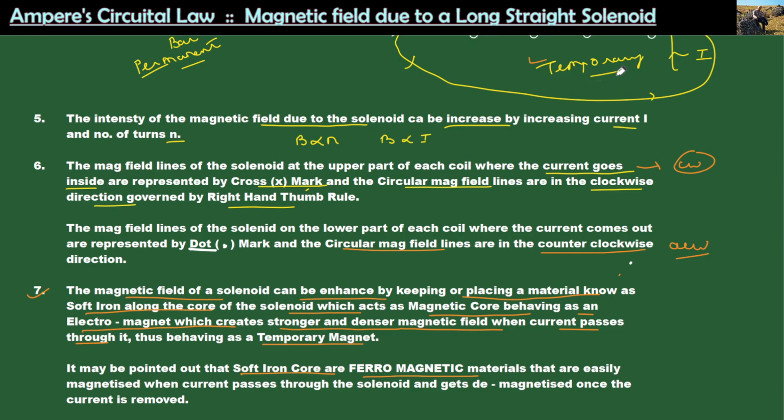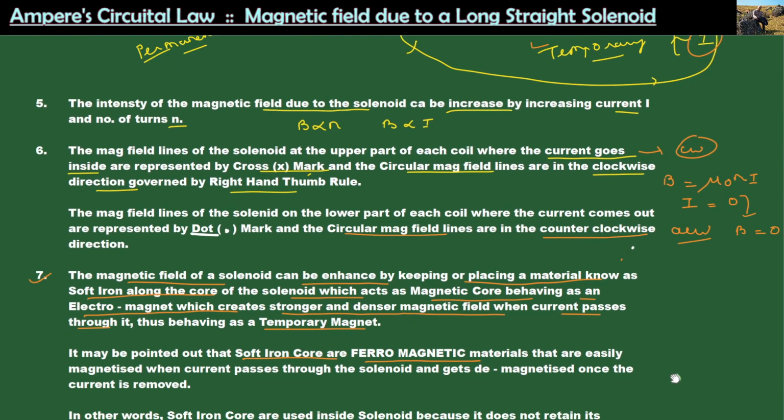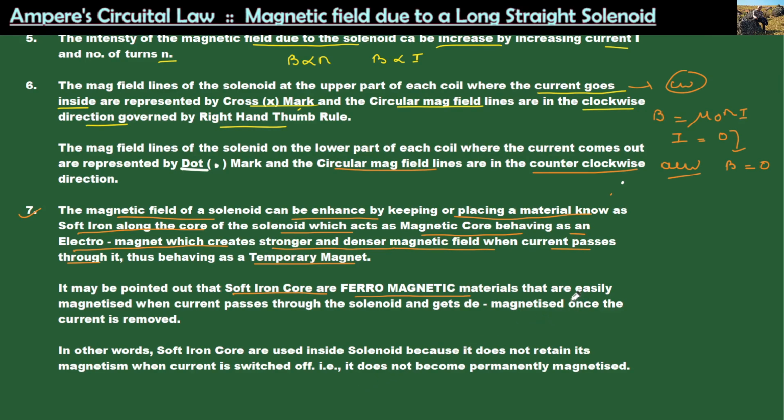From here also I can get magnetism once there is current. When you look at the relation B equals mu naught n I, if I is 0, it means that B also will be 0. Which means that so long as you pass current on the solenoid, there will be a magnetic field. If you don't pass current on the solenoid, there will be no magnetic field, which clearly explains this concept. That means they can be easily magnetized when current passes through the solenoid, and it gets demagnetized when current is removed. So when you remove the current, or when current is 0, then B also will be 0.